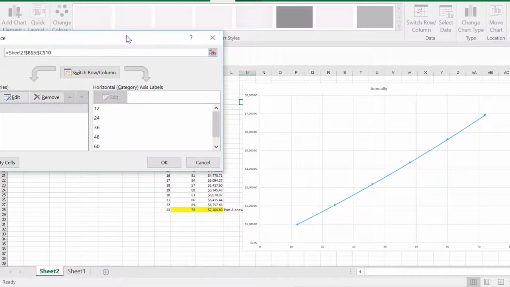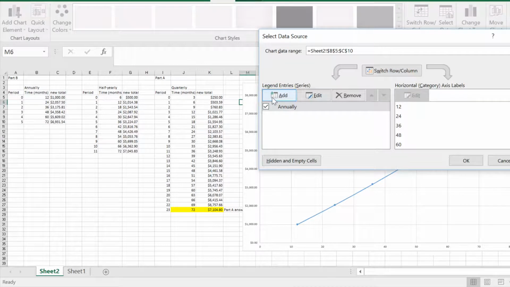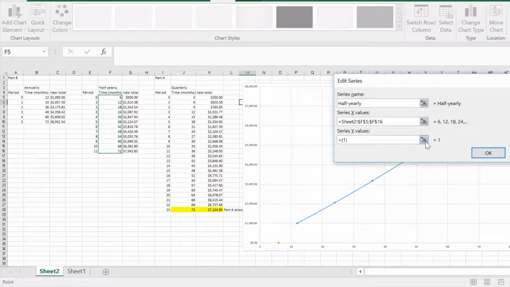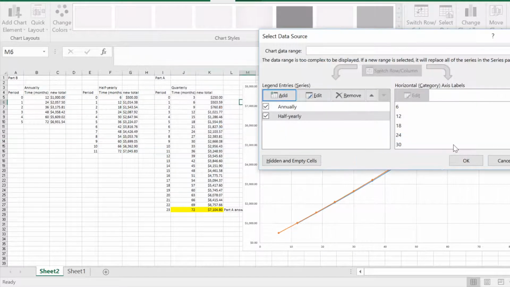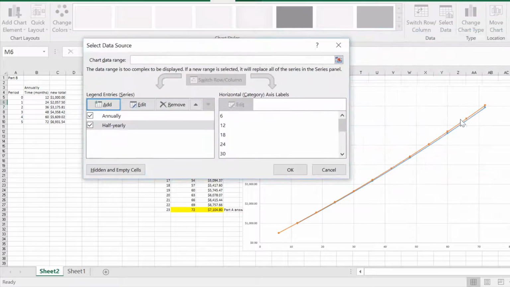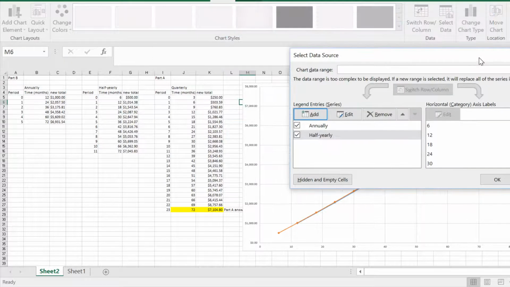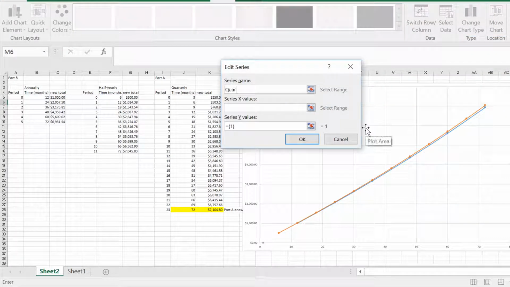We can see our annual, well, that shouldn't be the title, but anyway, I'll add a next set, which is going to be half yearly. X values we've got here, Y values, and notice I'm not using the periods as well for the X values, because obviously they have different values, and that's because of the different lengths of each period. All right, so already we can see, starting off on a very similar note, but that gap is going to widen and widen. Let's add our last one, which is quarterly.